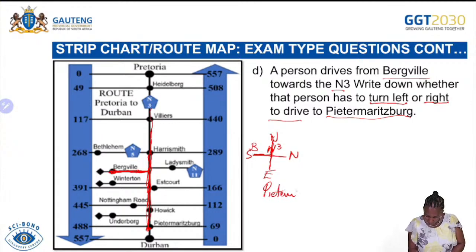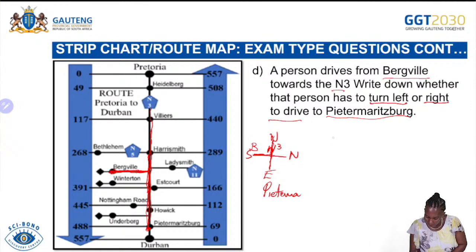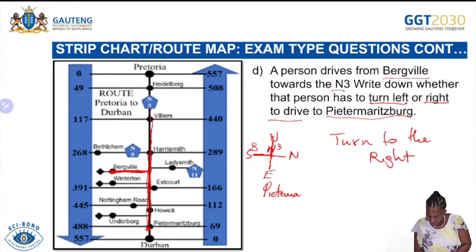So now for them to be able to know, they just draw that compass direction. Then they have to turn to the east. We said never ever smoke weed. So this is your right hand side. This is your left hand side. So they'll have to turn to the right. As you can see, they'll be turning to the right because they're from this side and then they're going this way. Here is the Pietermaritzburg. Then they'll have to turn to the right.